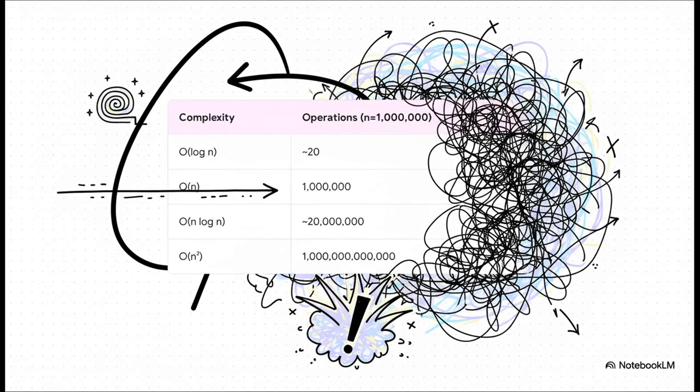But it's not just about interviews. I mean, just look at these numbers. For an input of 1 million items, a logarithmic algorithm, it's about 20 operations. A linear one takes a million. But look at the O of n squared algorithm. It takes 1 trillion operations. That's not just a small difference. That is the difference between an app that works and one that is completely and utterly broken.